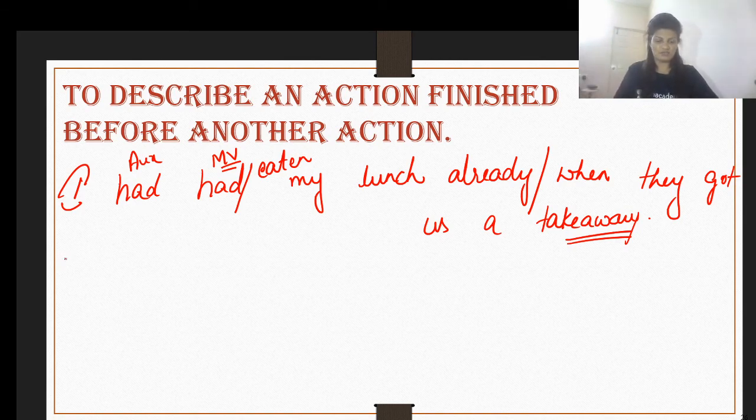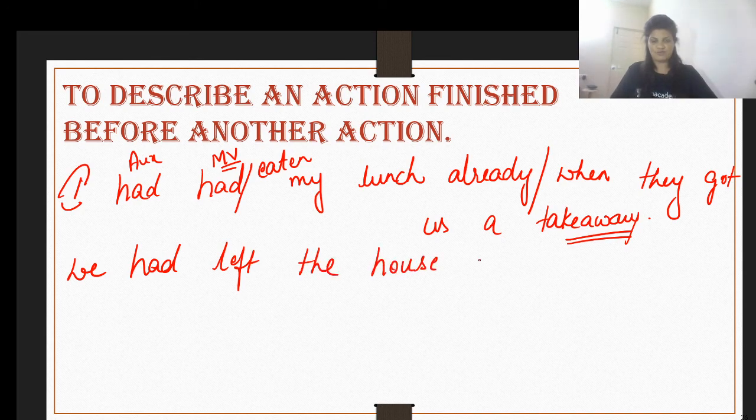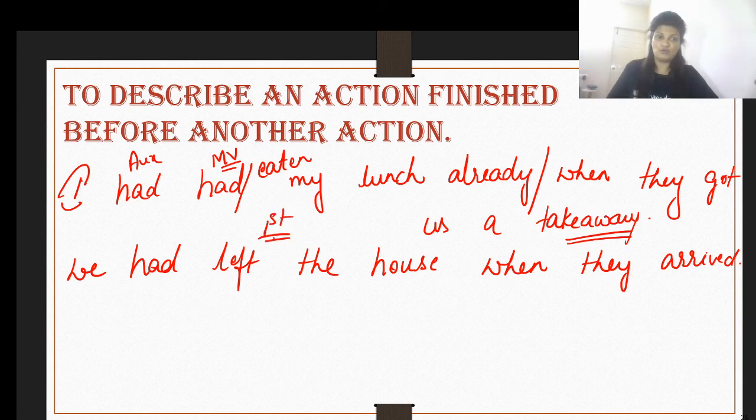With the subject we, let us say, we had left the house when they arrived. So this happened first: we had left. Leaving happened first. After this action finished, then they arrived. Both have happened in the past tense. So this happened second, or recently.